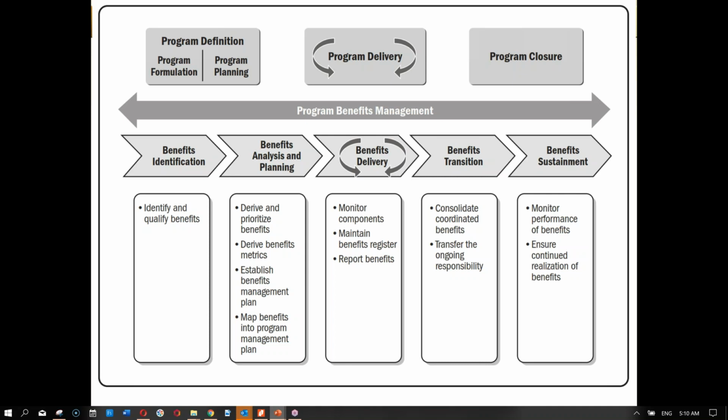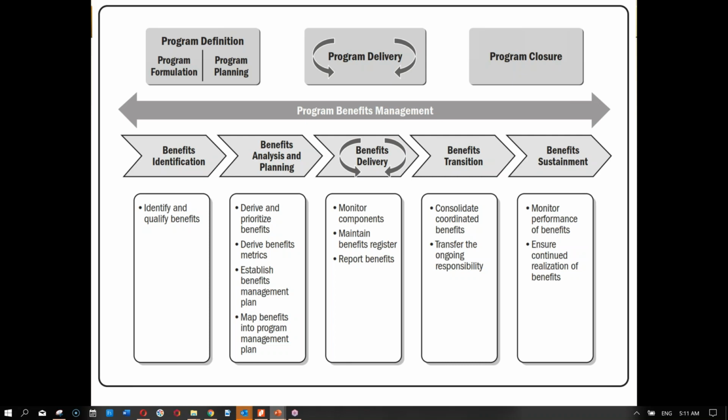And similarly, if you look ahead of that, benefit transition will start in the benefit delivery stage, but will continue into the program closure, while sustainment is the last possible step. So, yes, the benefit management plan will form part of the program management plan, and we will be mapping it and confirming the roadmap we created in initiation.